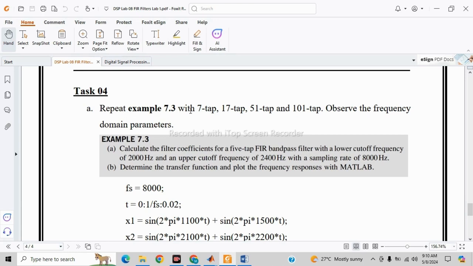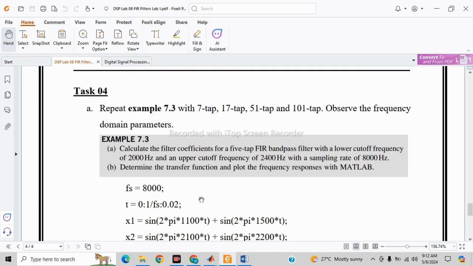So the last task for this lab is task number 4. Repeat example 7.3 with 7 taps, 17 taps, 51 taps, and 101 taps. Observe the frequency domain parameters. This is example 7.3. Calculate the filter coefficients for a 5-tap FIR bandpass filter with a lower cutoff frequency of 2000 Hz and an upper cutoff frequency of 2400 Hz with a sampling rate of 8000 Hz.